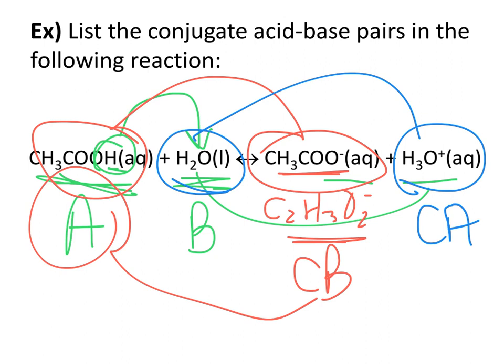So first start with your reactants. Figure out which one is the proton donor by comparing the products back to the reactants. And then whichever one gave up the proton is the acid, whichever one received it is the base. And then you find your pair, and the acid becomes more basic and the base becomes more acidic.